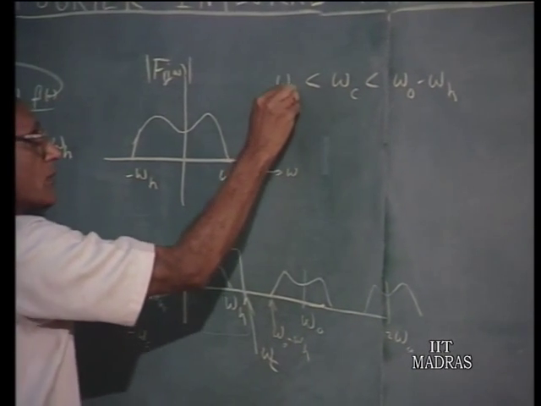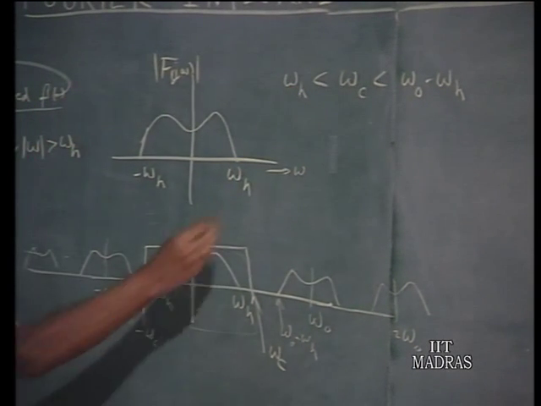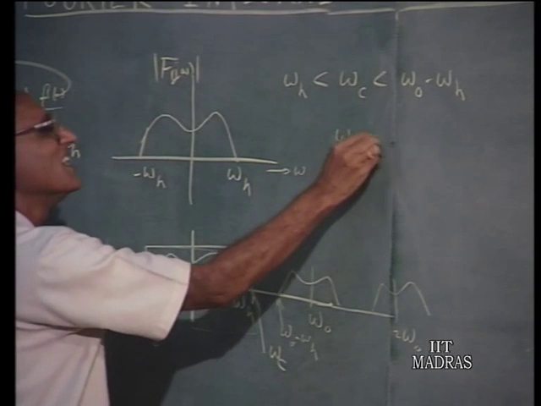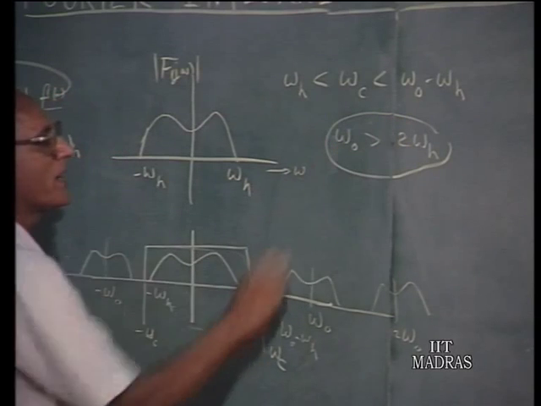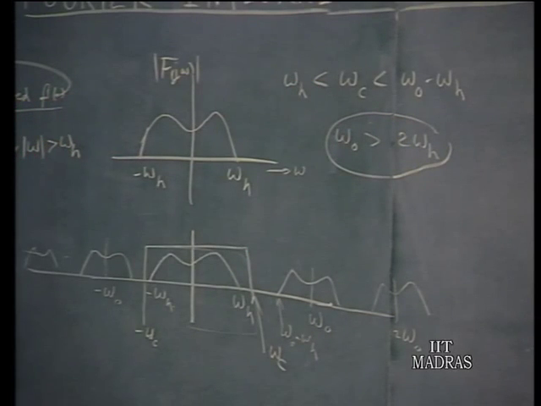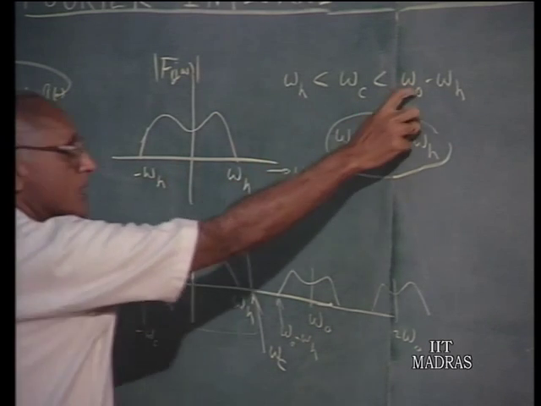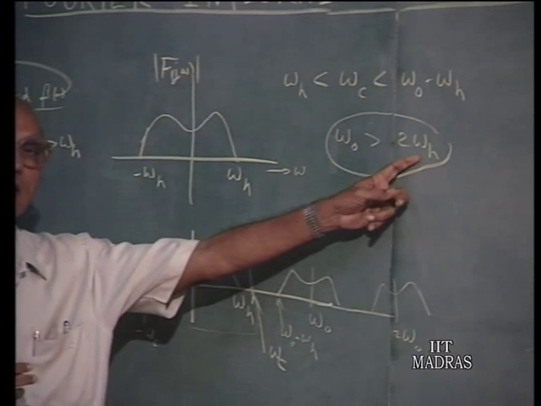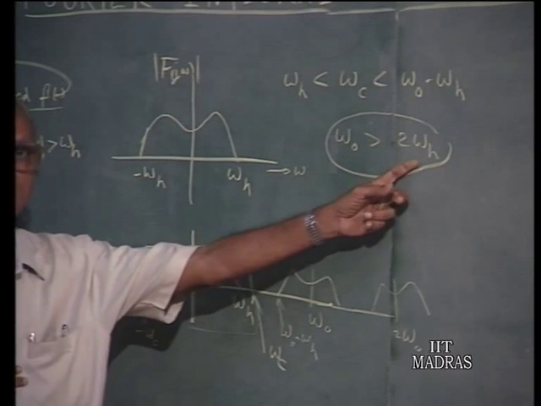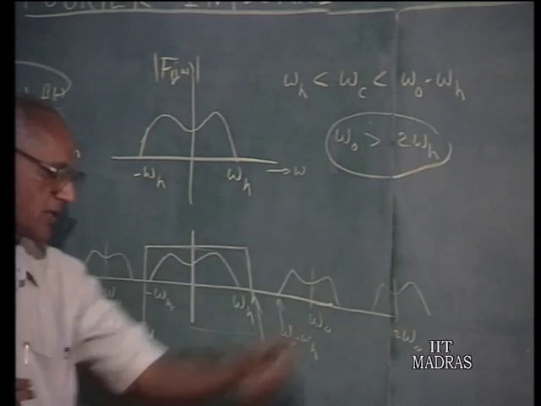and must be greater than omega h, and this is possible only if omega naught is greater than 2 omega h. So, only if omega naught is greater than 2 omega h, you will be able to pitch in on a suitable cutoff frequency for the low pass filter, because omega naught minus omega h must be larger than omega h. In other words, what it says is your sampling frequency omega naught must be more than twice the highest frequency component that is present in your original signal. Omega naught must be larger than omega h.